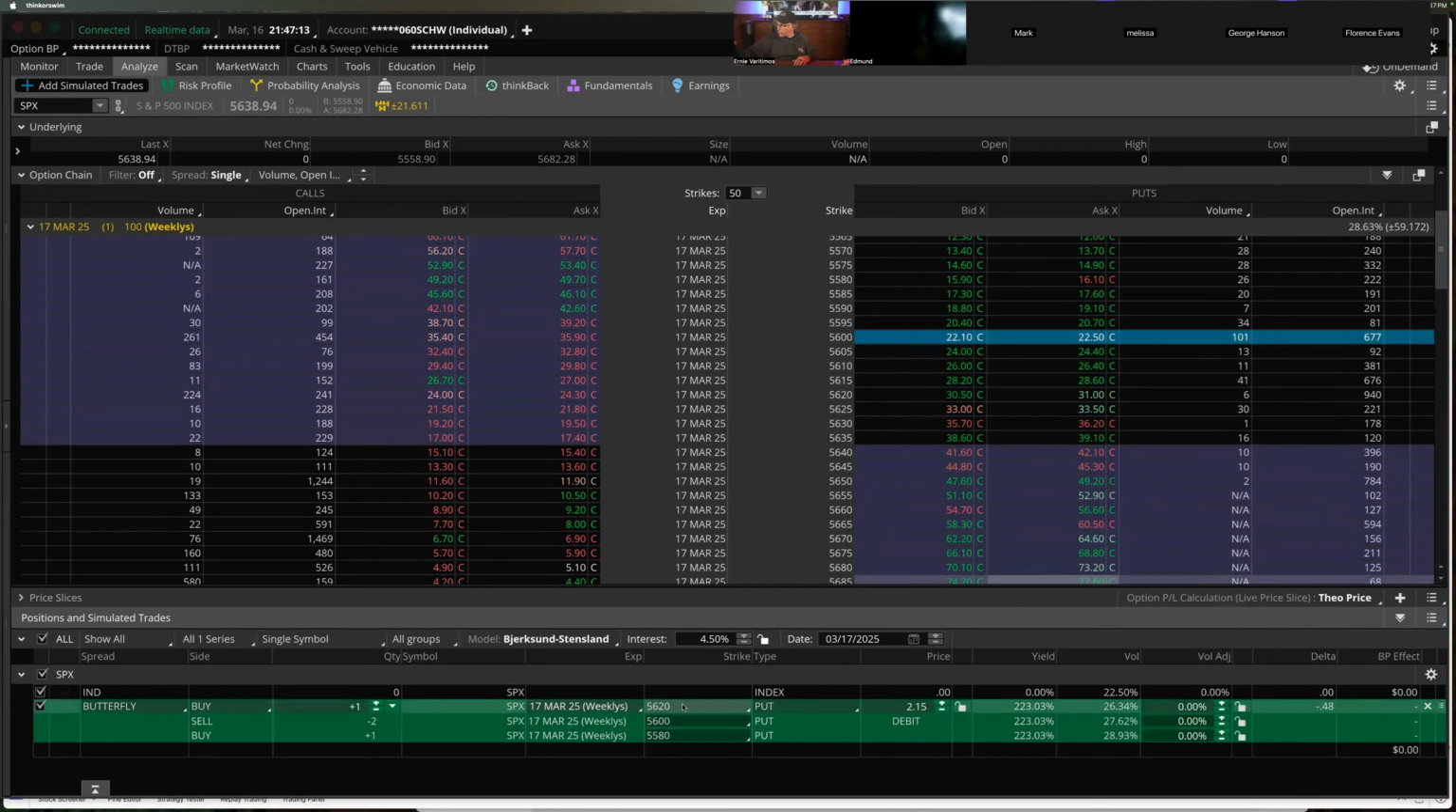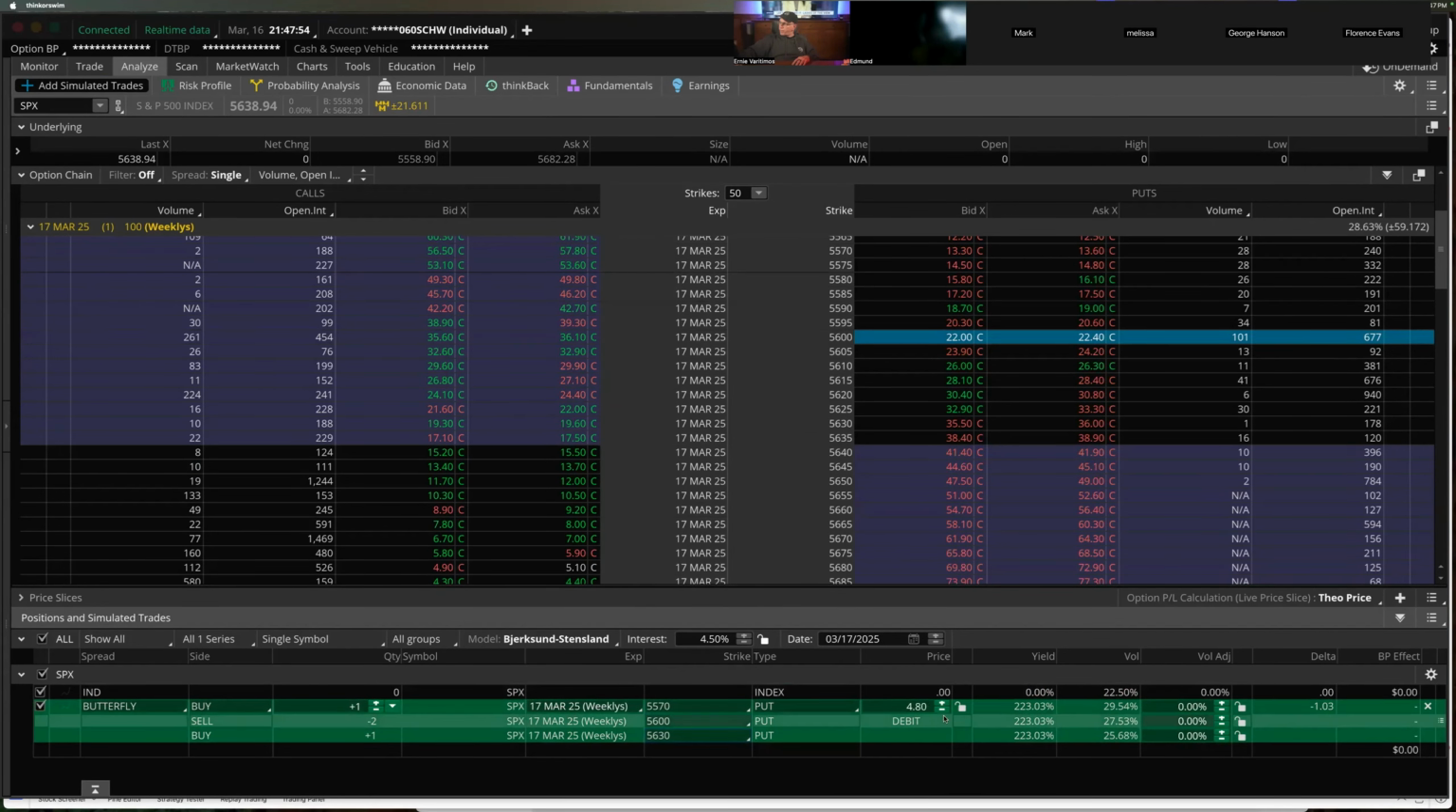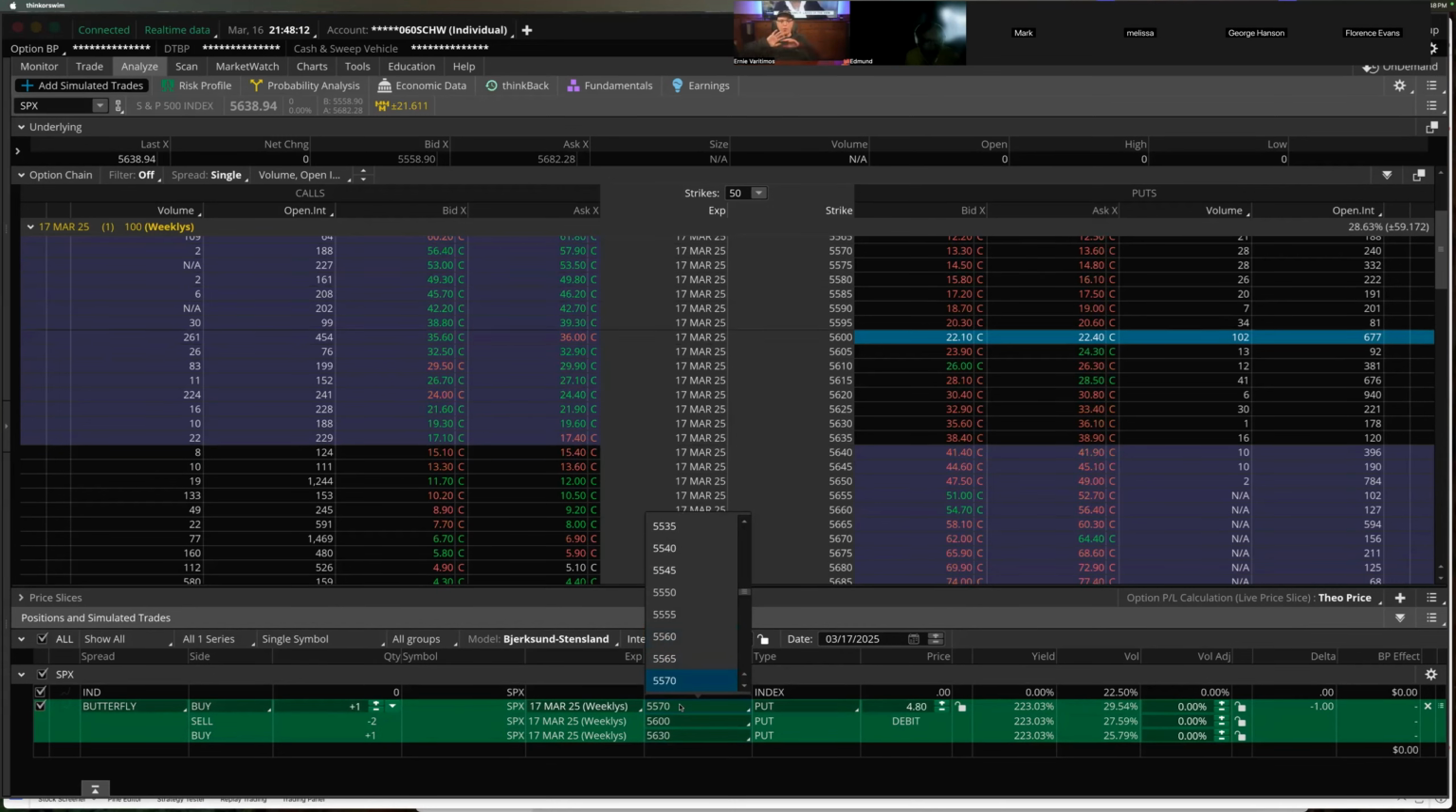So there it is, a 30 wide put fly, but it costs 480, 490. That's definitely not what I want to pay, right? I have to move it further out of the money to make it cheap enough for me to accept it. Further means further away from the money, further away from where the market is.